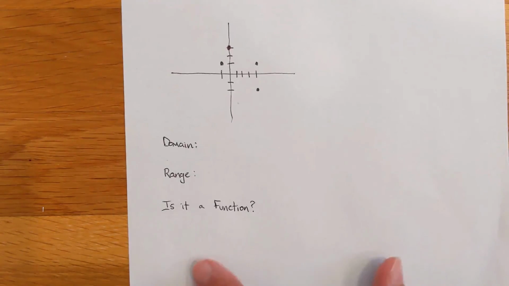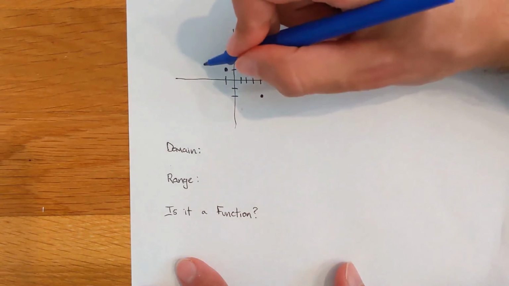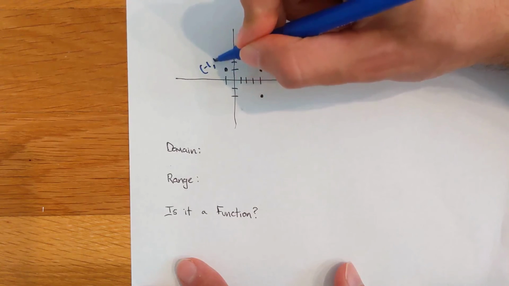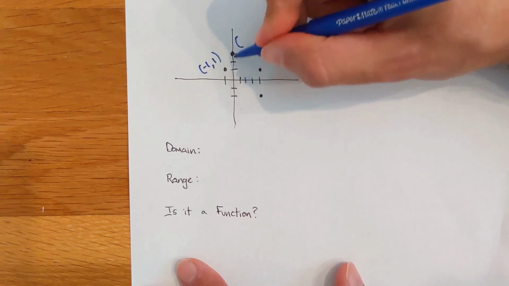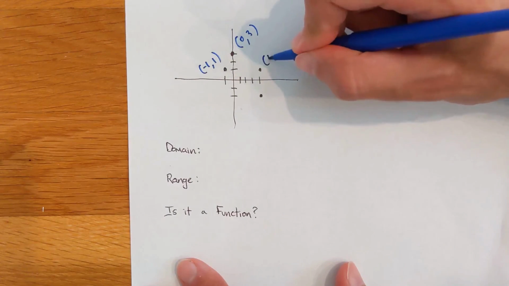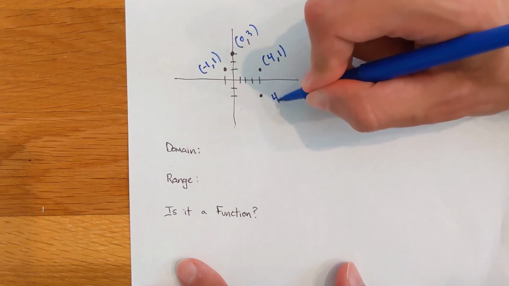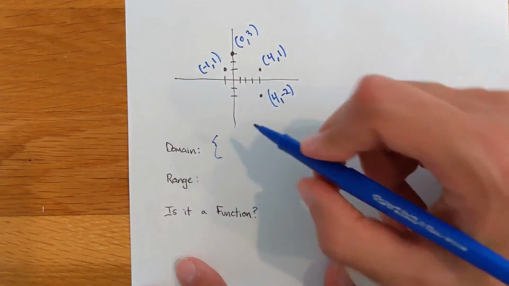So let's close out this first video here with this last problem. I'm going to go ahead and write down the ordered pairs for the coordinates. This guy is -1, 1. This guy is 0, 3. Then we have 4, 1, and we have 4, -2. Once you write them out, it's pretty easy to do domain and range.